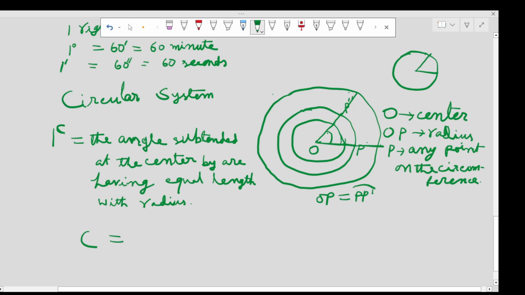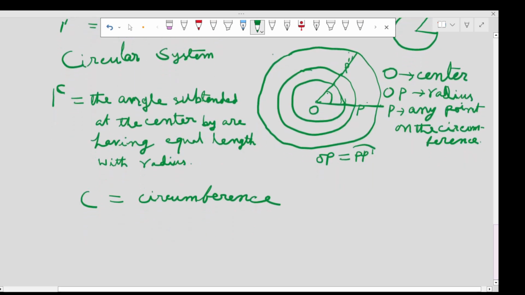This C means circumference. Already there is a known formula: circumference in the case of a circle is 2 pi R. Already you have known. Now see what is pi.